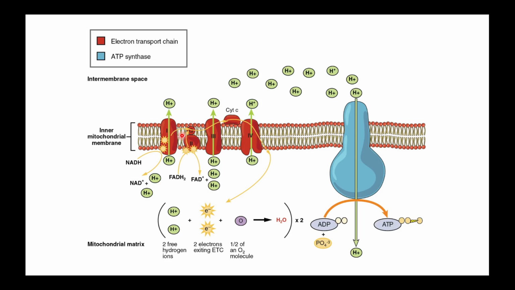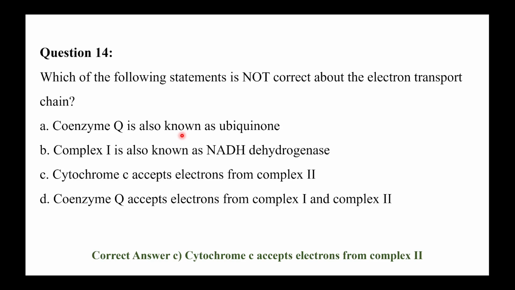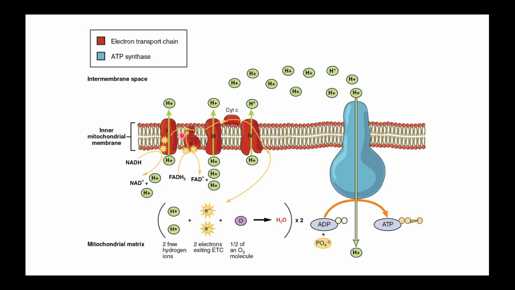Cytochrome C accepts electrons from complex 3. So that is the wrong statement here: cytochrome C accepts electrons from complex 2, that is option C. That is the incorrect statement, as you can see here. Coenzyme Q is accepting the electrons from 1 and 2. Cytochrome C accepts the electrons from 3 and passes them on to complex 4. Complex 2 is also known as succinate dehydrogenase, like complex 1 is known as NADH dehydrogenase. Complex 2 is also an enzyme called succinate dehydrogenase.